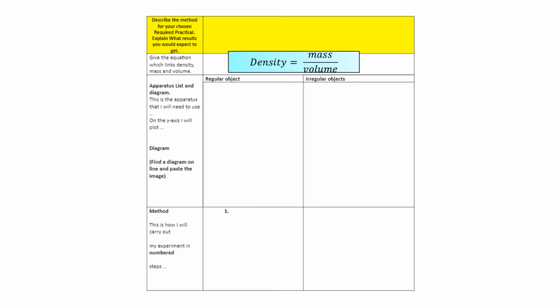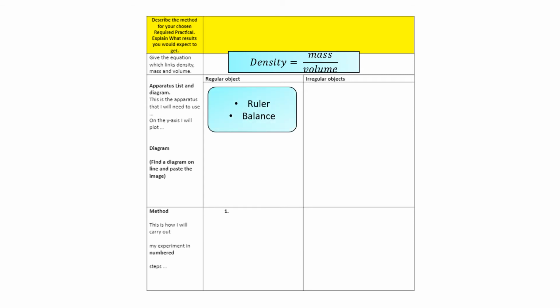So back to our sheet, okay? I want you to pause and have a go at filling in the apparatus list. Okay, you might want to also find a diagram to add into this box. Replay when you're ready to check. So a nice straightforward start. The equipment we would need for this is a ruler and a balance.